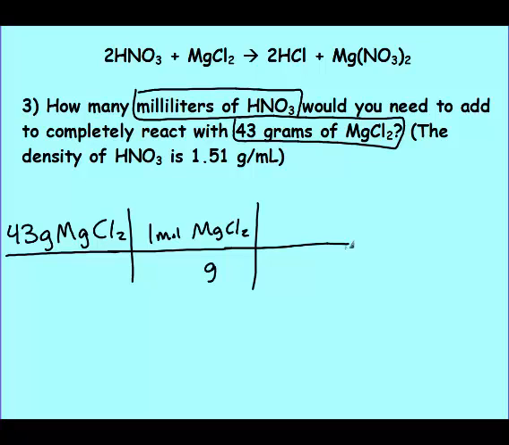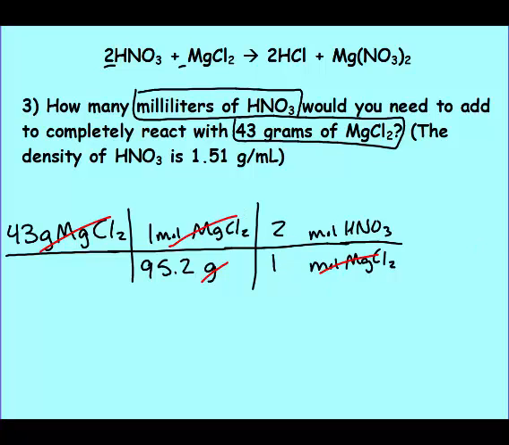I have 2 chlorines and 1 magnesium. So it's 95.2 grams. I'm at moles now, so my units cancel. I'm at moles. I can convert moles of magnesium chloride to moles of nitric acid. Since it's moles to moles, I look at my balanced equation. 2 moles of nitric, 1 mole of magnesium chloride. And then moles of nitric acid.